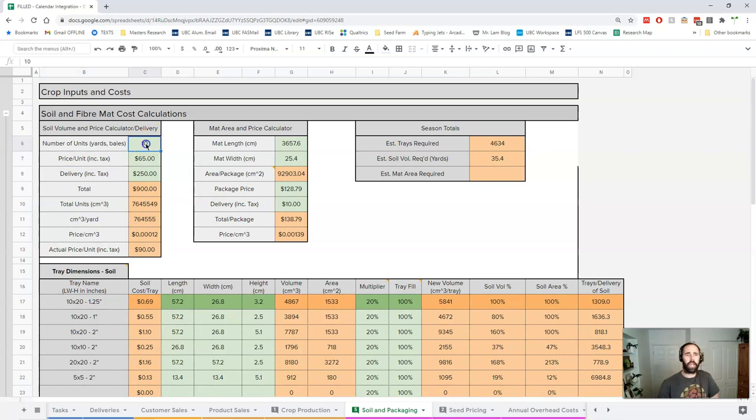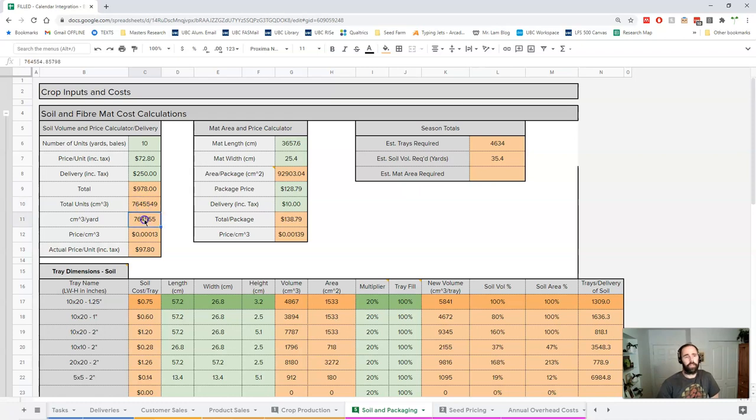If I bring in 10 yards of soil and it costs me $65 a yard, and I'm going to do, just for fun, equals 65 times 1.12, so I'm including the two taxes I would pay for that soil. My delivery fee is $250 because it's a very big load of soil and it's coming from far away. Then my cost for that soil is $978.